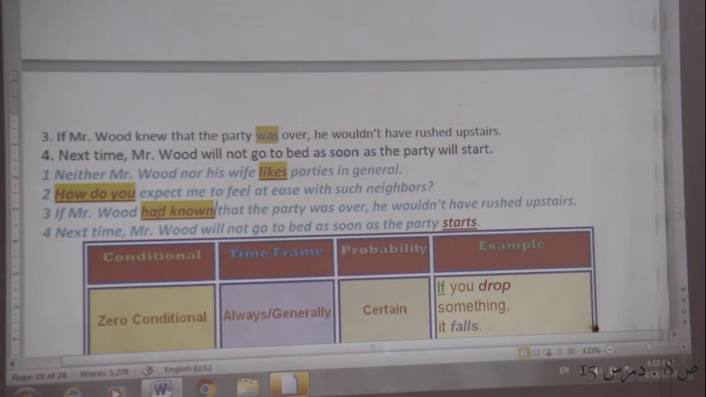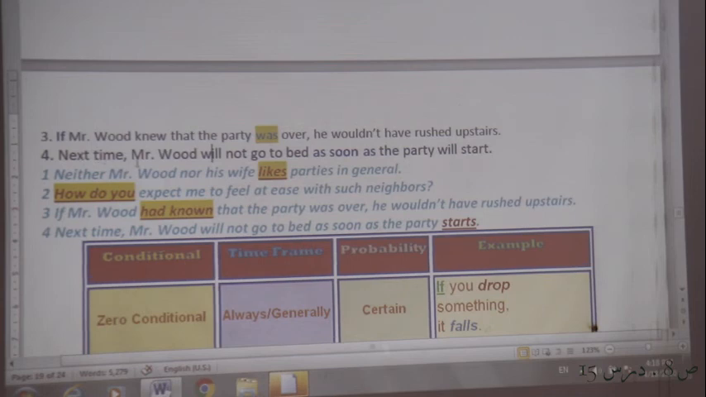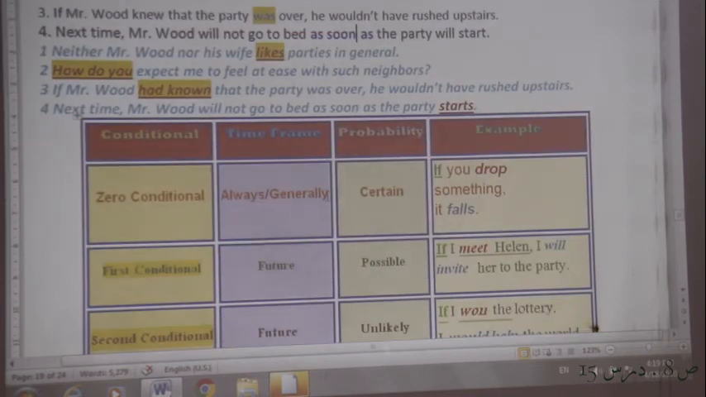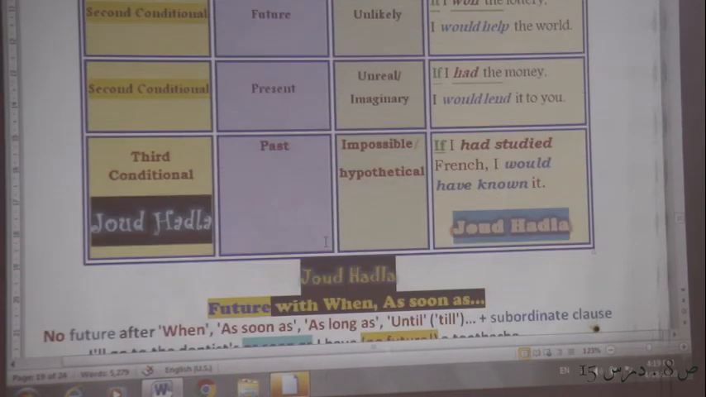Now, next time Mr. Wood will not, pay attention, will not. Here I have will to refer to the future. Next time, okay, next time. Here we refer to the future. Mr. Wood will not go to bed as soon as, pay attention, as soon as. Before we correct the grammatical error in this sentence, let me revise the rules for as soon as here.